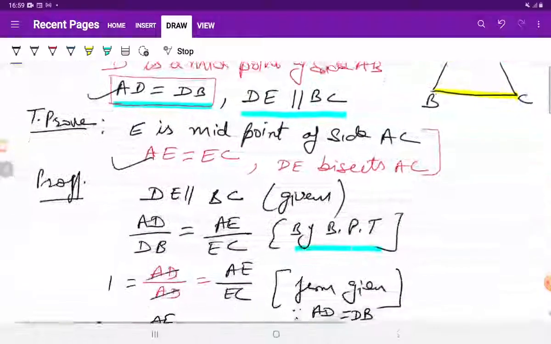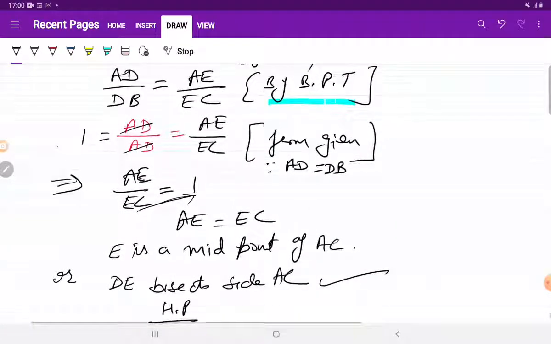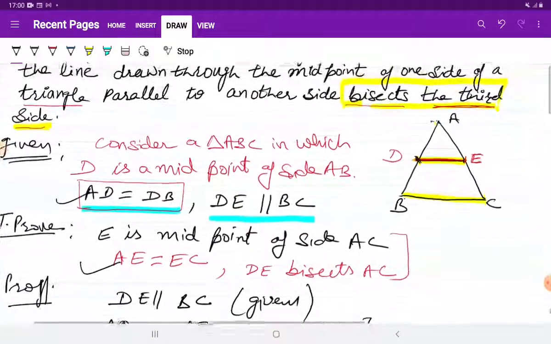Okay, so this we already proved here. So hence proved. AE upon EC is equal to 1 we got. AE is equal to EC. So E is a midpoint of AC, or DE bisects side AC. So by using the basic proportionality theorem, this way we can solve all the questions.